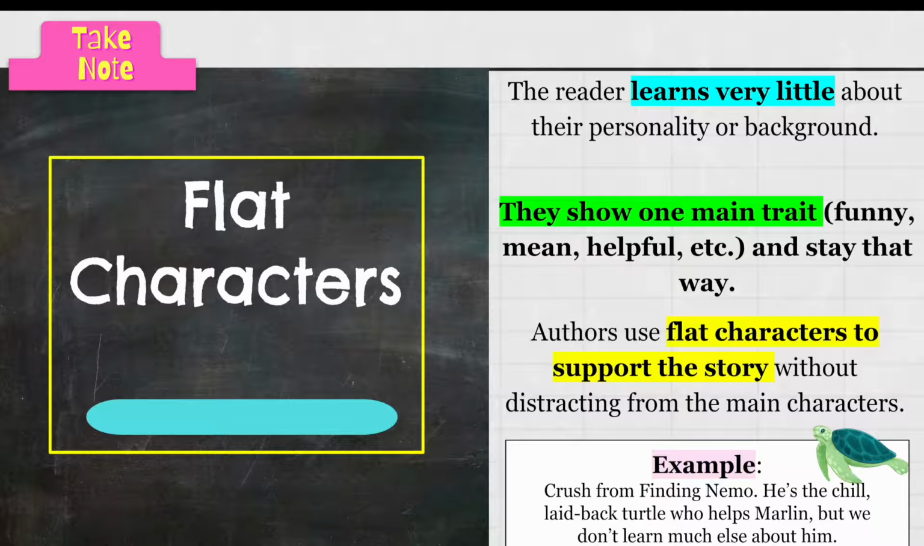For example, we have Crush from Finding Nemo. He's fun, right? He's an important part of the story. He helps them along their journey. He's chill. He's laid back. He helps Marlin, but we don't learn much else about him. We don't know his backstory in Finding Nemo, but we know he's a likable turtle that helps them on their way. So he's a flat character.